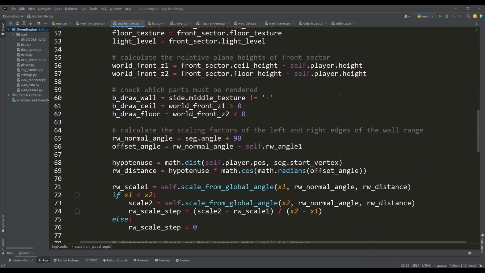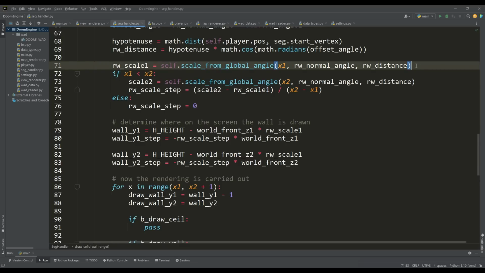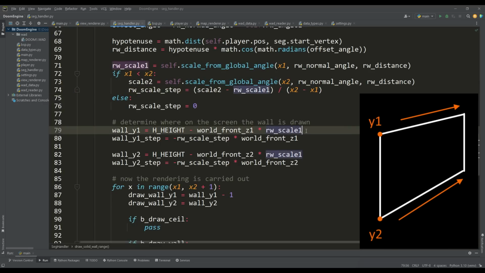And let's get back to the method of drawing solid walls. When we have calculated the scaling factors for the two vertices of the segment, then using the linear interpolation formula we will find the step value for them. And with it, you can calculate the y-coordinates for the first vertical line of the wall, as well as their step values for the next x-coordinates.